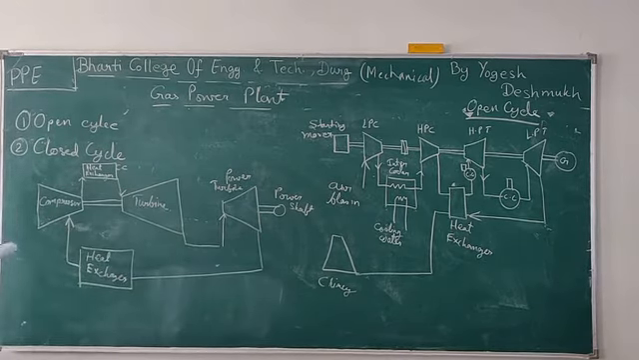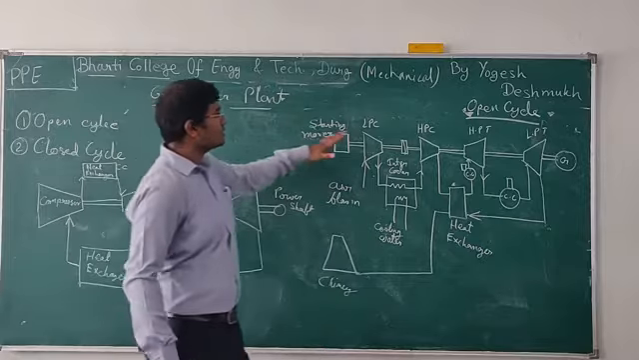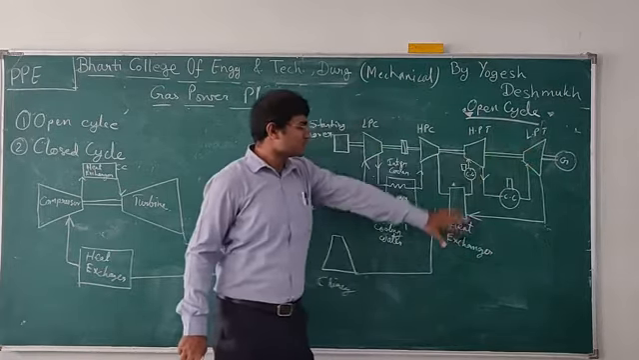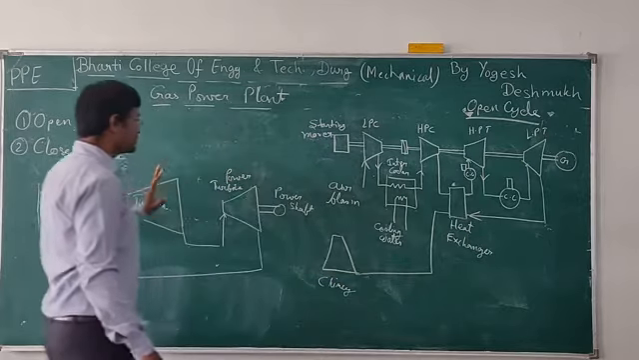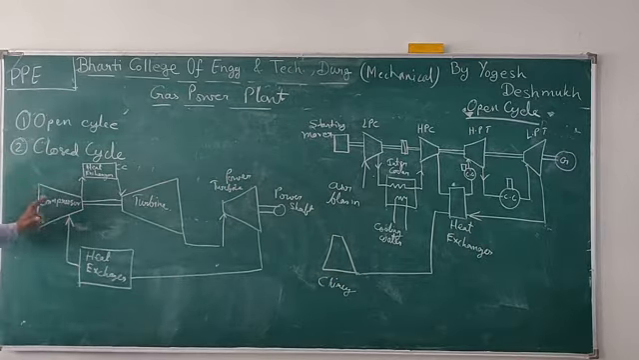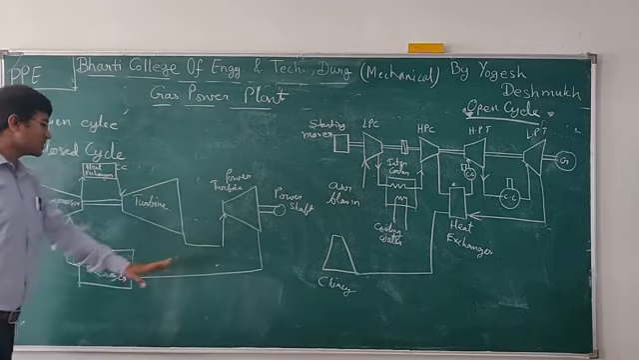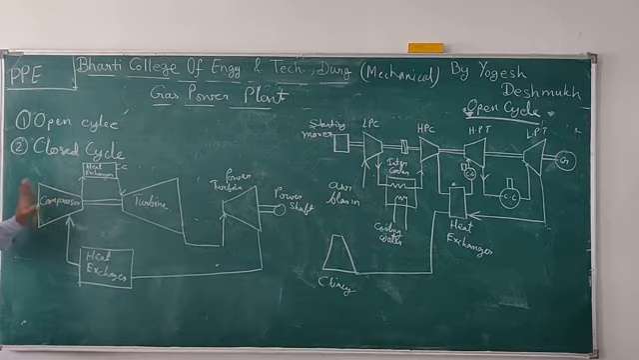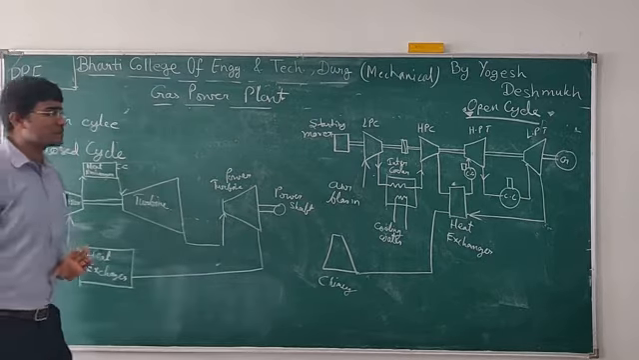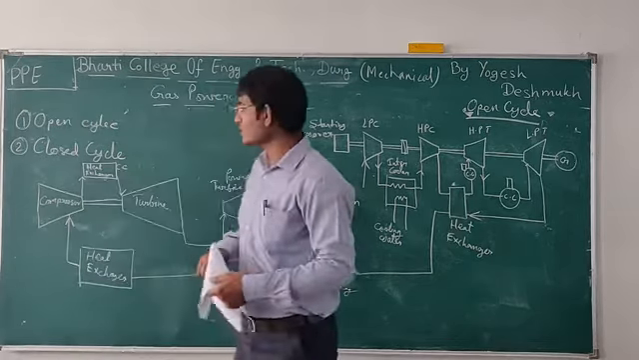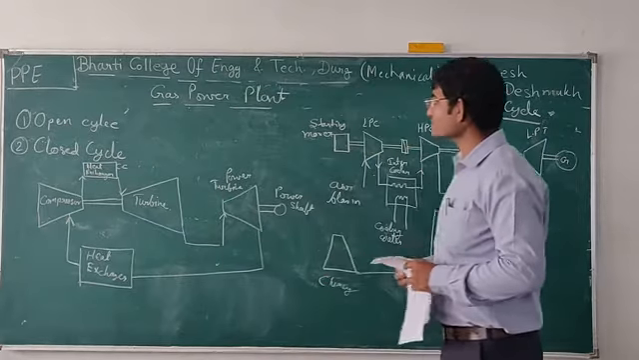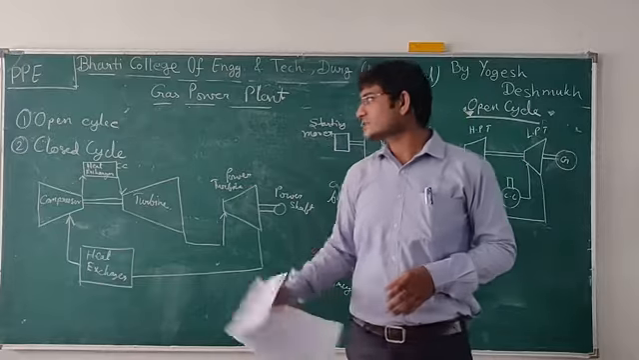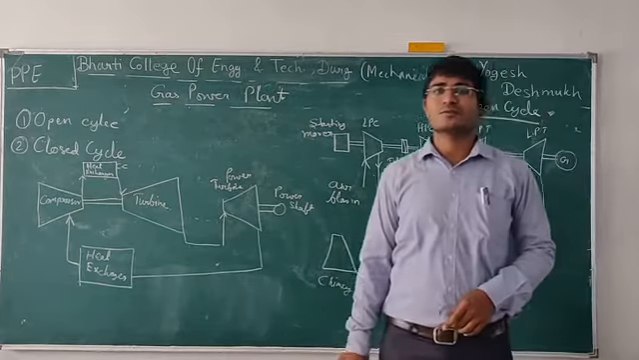What is the difference between open and closed cycle? In the open cycle, after utilizing the heat of the flue gases, they go to the exhaust and leave through the chimney. But in the closed cycle, after taking heat from the gas, it again moves to the compressor. This is the basic difference between open and closed cycle gas power plants. These are the two basic types of gas power plant.